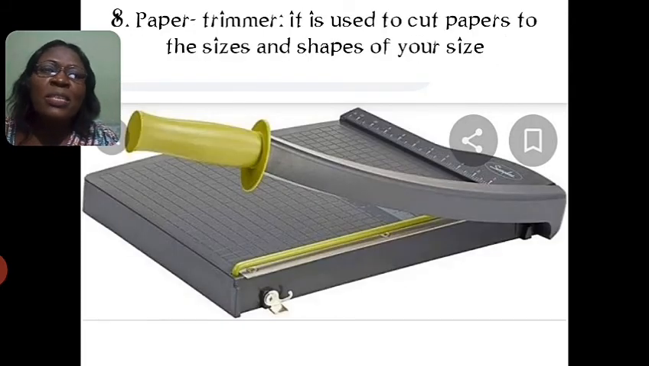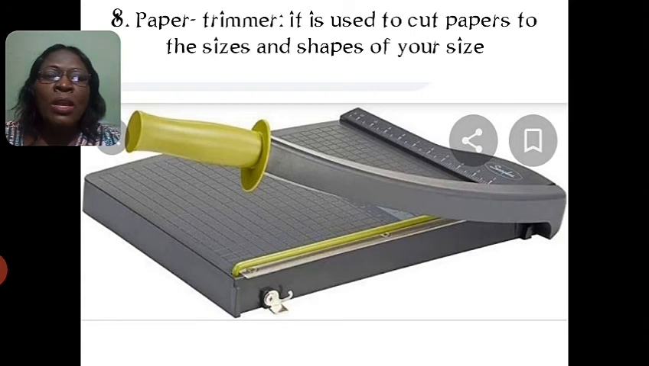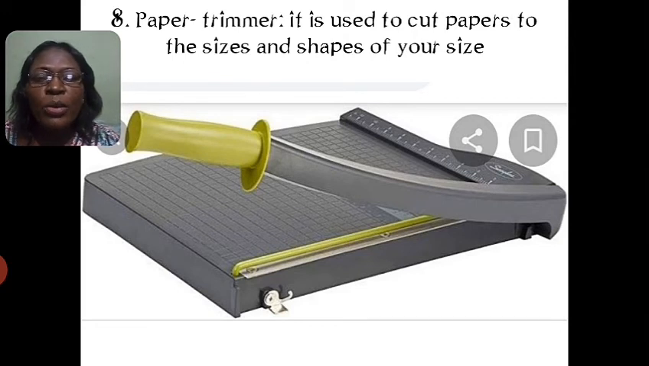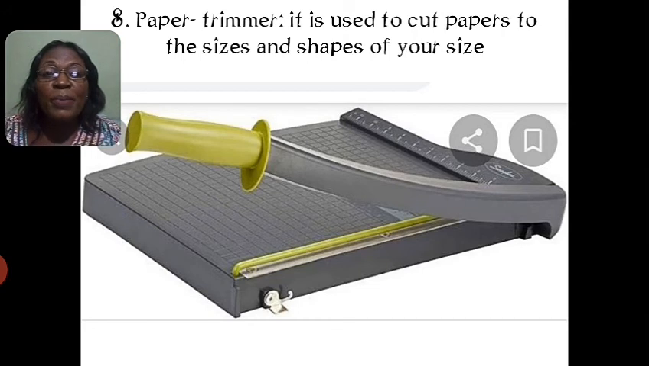Then another one is the paper trimmer. This is used to cut papers to the sizes and shapes of your choice. So when you make a photocopy of a paper or a document, and the document might be small, while the paper used in photocopying it is big, then you use the paper trimmer to trim the document to the normal size you want.